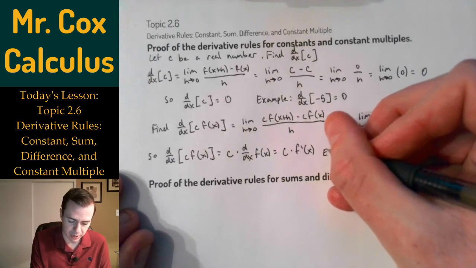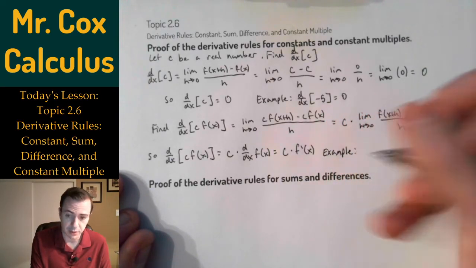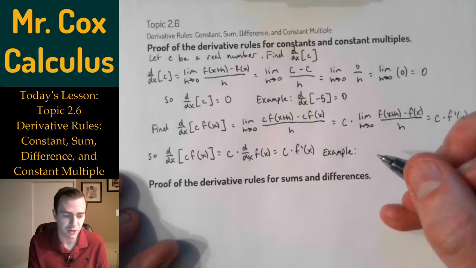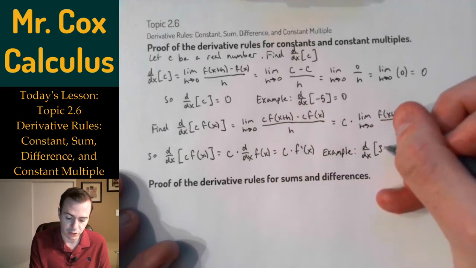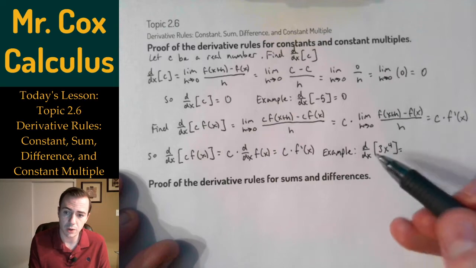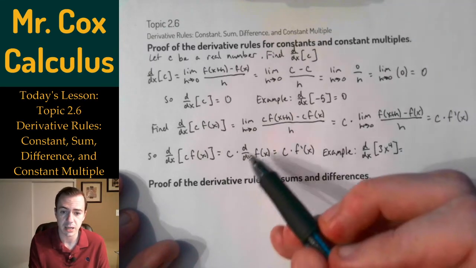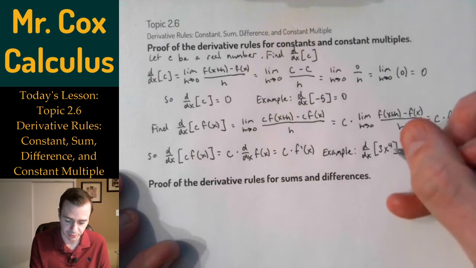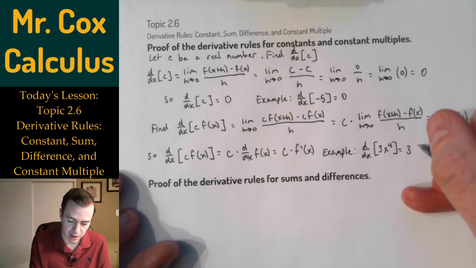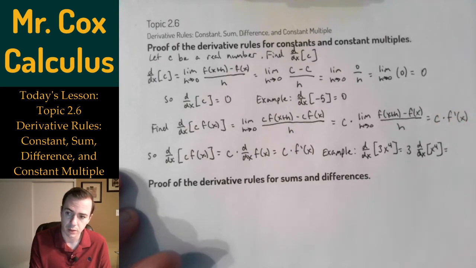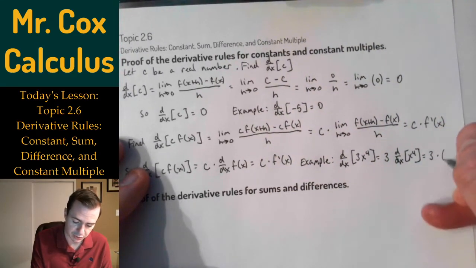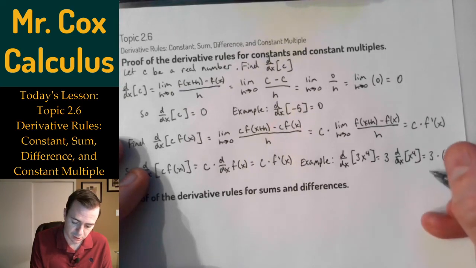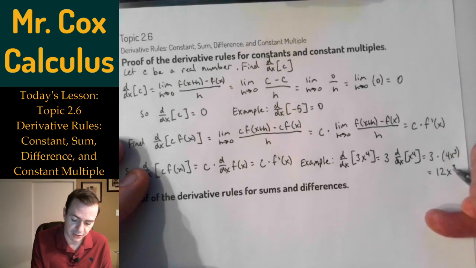So the example here is, let's do a power function with a coefficient now. Let's say I want to take the derivative with respect to x of the function 3x to the fourth. What this says is I can take this 3 and remove it outside the derivative. So this is 3 times the derivative of x to the fourth. The derivative of x to the fourth is 4x cubed, and so this ends up equaling 12x cubed.